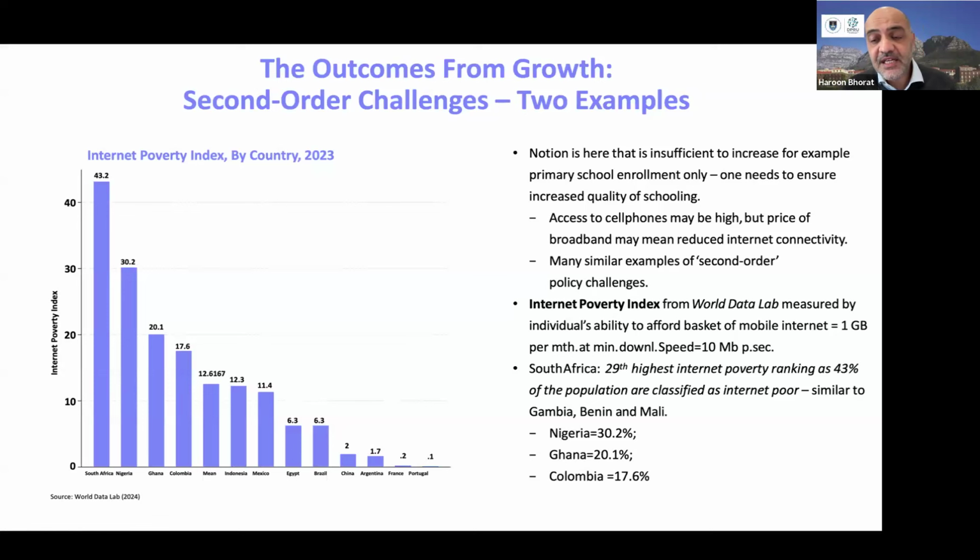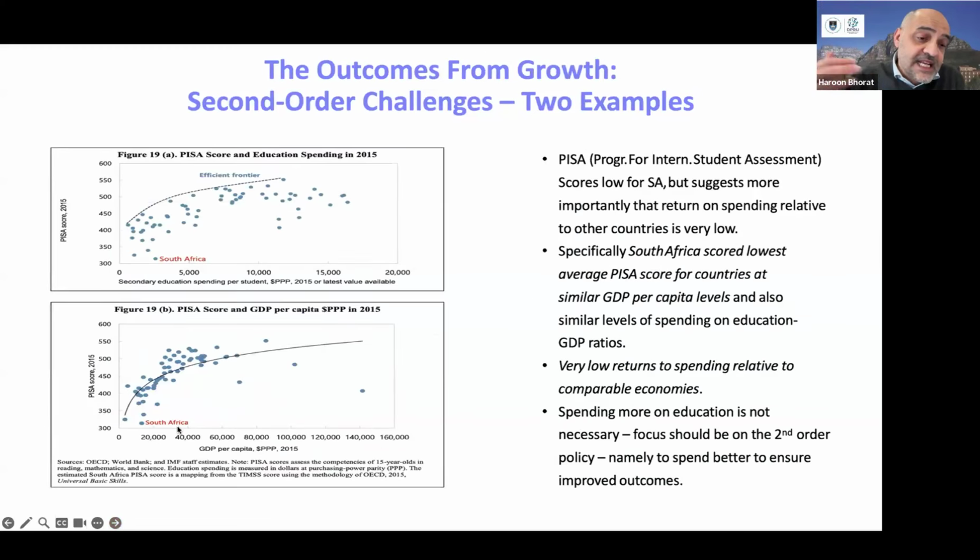And so in many ways, this second order challenge alludes again to the kind of supply side challenges that you need to be focusing on. If we are spending far more than other countries on internet and it serves as a cost disadvantage to small businesses relative to other countries, then that places many South African companies at a cost disadvantage. So just digging a little bit deeper in terms of the outcomes from low growth and what sustains low growth, for example, is something like very high internet prices relative to other countries.